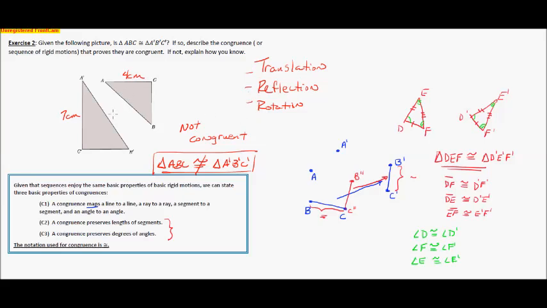Alrighty, so tomorrow's assignment will be similar to this, where we give you some shapes. Maybe those shapes will be on the coordinate plane, which makes it even easier. Then you can simply count how big the sides are and compare them and rotate them, etc. And to state if they are congruent or not congruent and why.